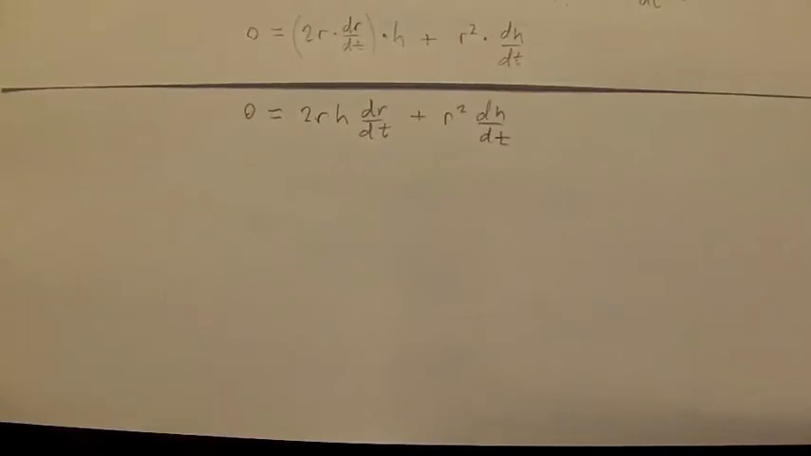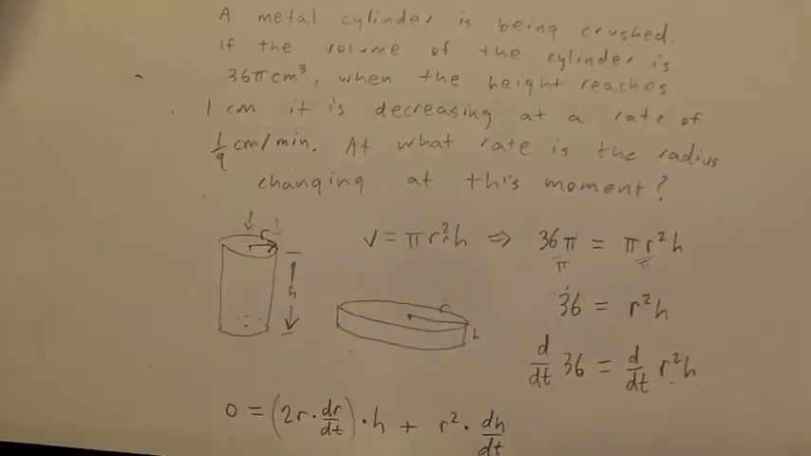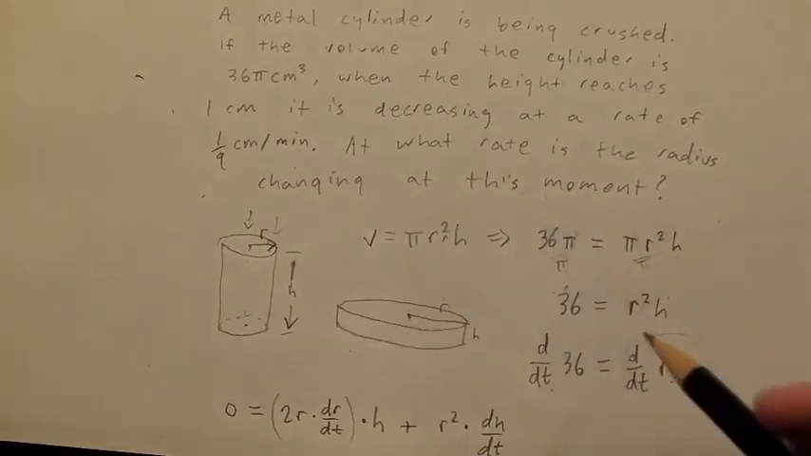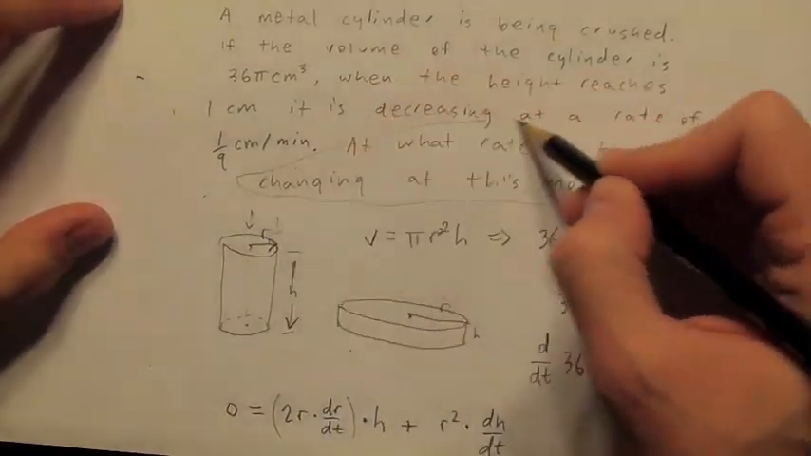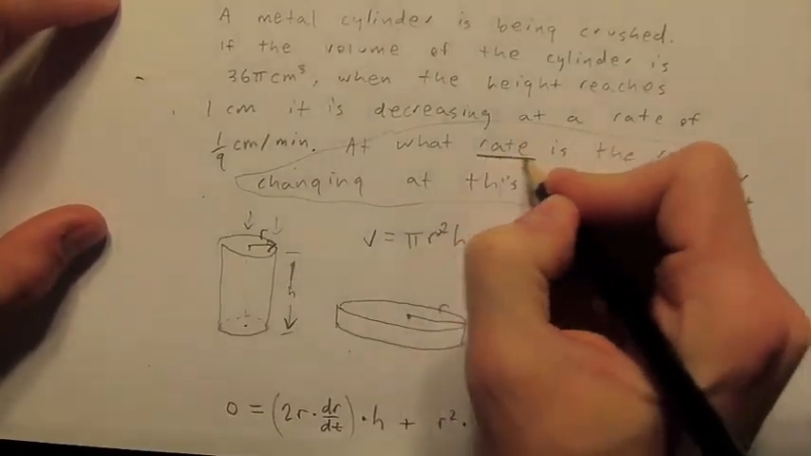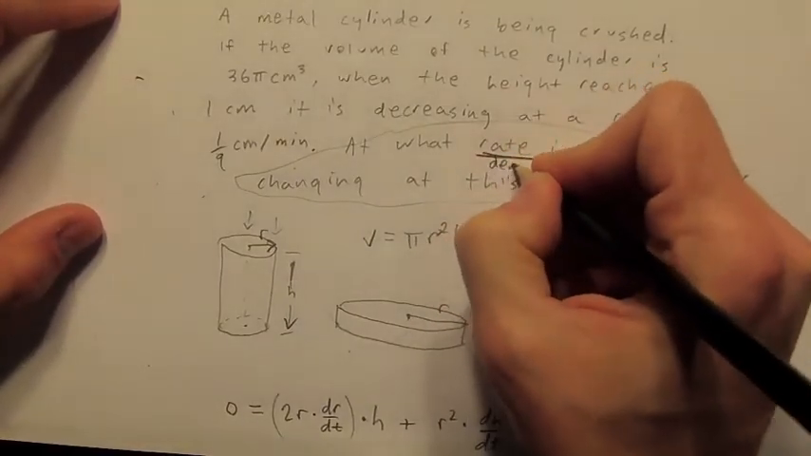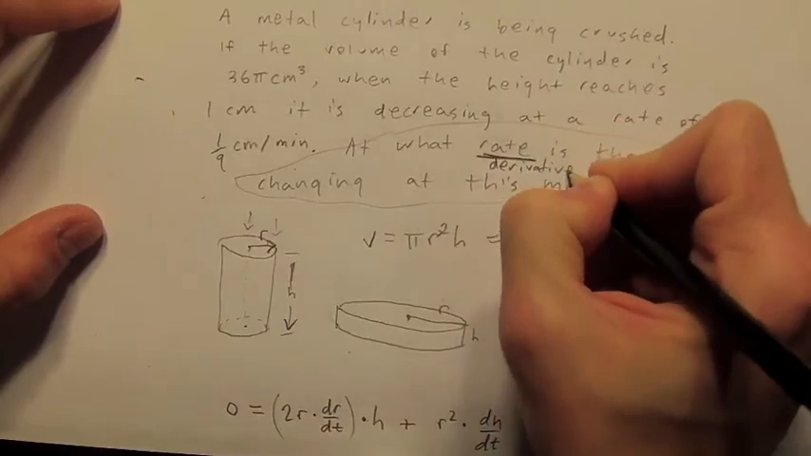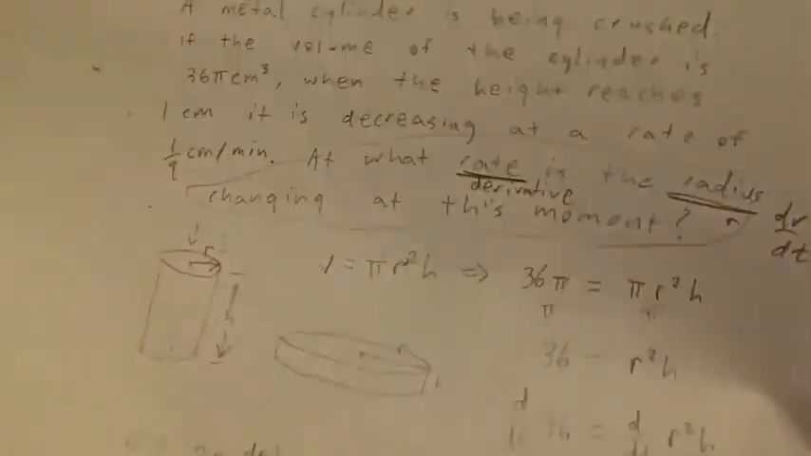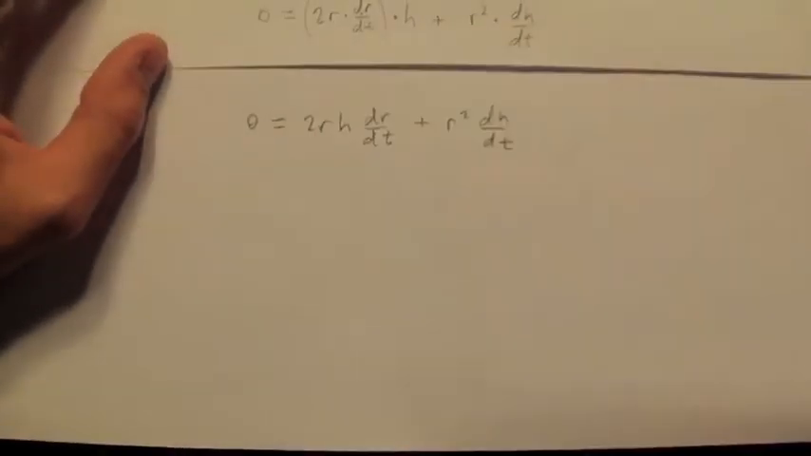Okay. Now I can concern myself with what we're looking for. Let's see here. We're asked, at what rate is the radius changing at this moment? What this is asking for is dr/dt. How do I know? I see the word rate, which means derivative. And I see the word radius, which means, of course, r. That's what I'm looking for. So what we're looking for is this.